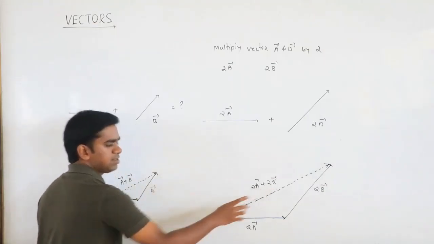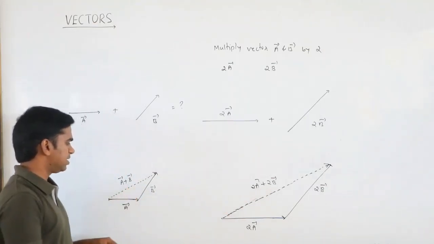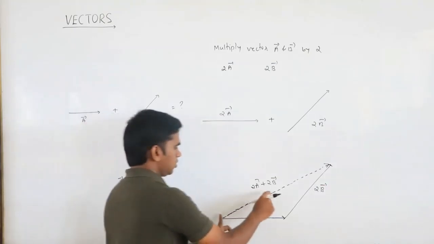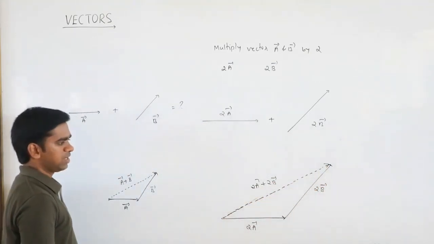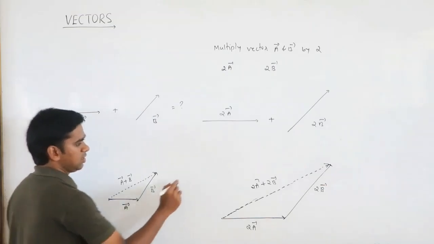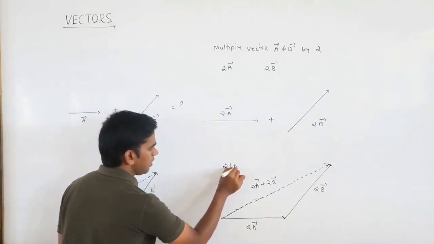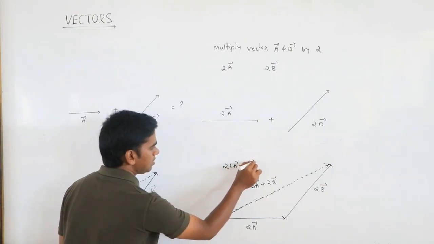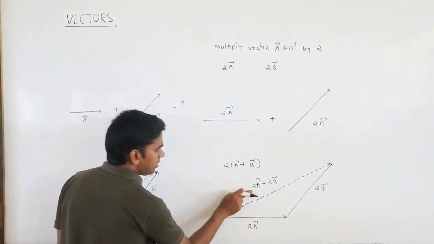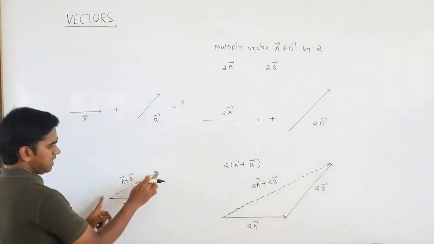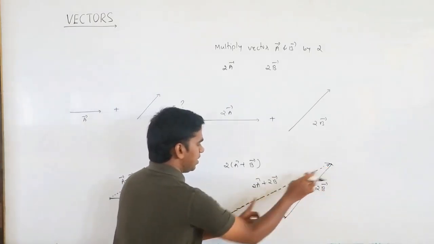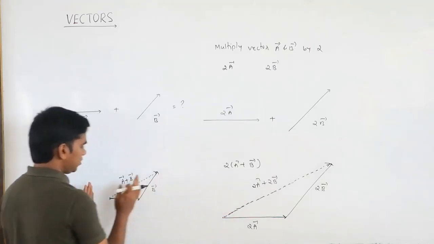This vector is equal to what? 2 times A plus B. A plus B is this much, so this is going to be 2 times A plus B. So can I write 2A plus 2B as 2 times the vector A plus vector B, because it is exactly 2 times this one. This resultant is 2 times this one.